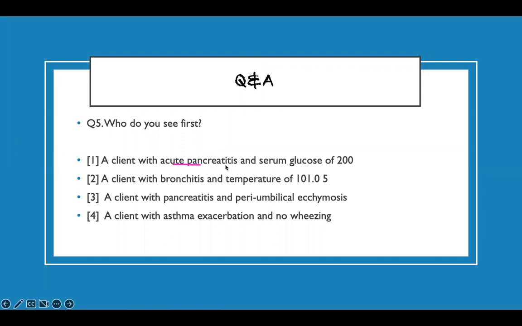A client with acute pancreatitis and a serum glucose of 200. The patient's pancreas is affected and doesn't function anymore. With pancreatitis, the pancreas can't secrete insulin, so the glucose is going to be high. I know this is abnormal, but don't look at it. It's not one of the B-sharp. The B-sharp is hypoglycemia. I never put hyperglycemia, glucose 60 and below, because of its neurological effect.